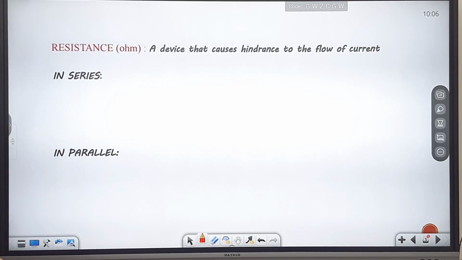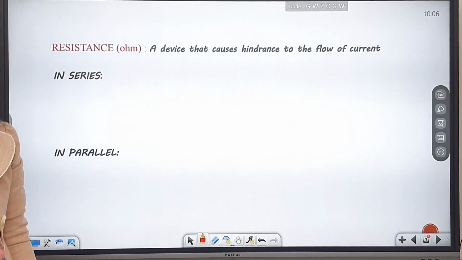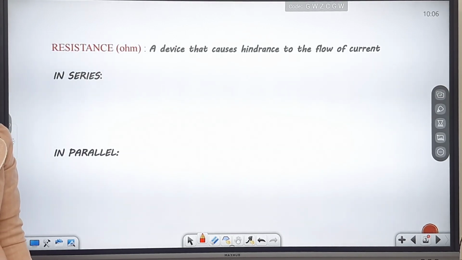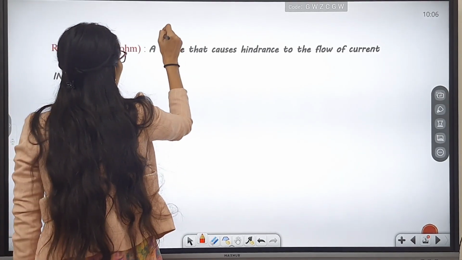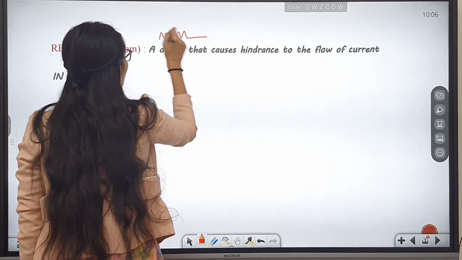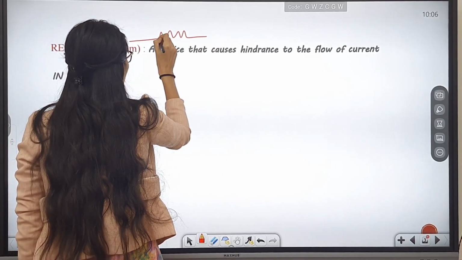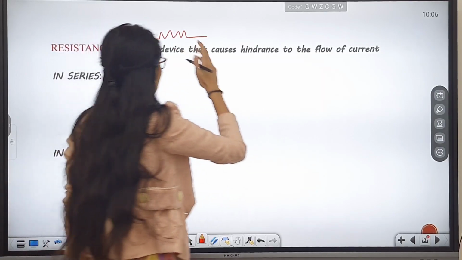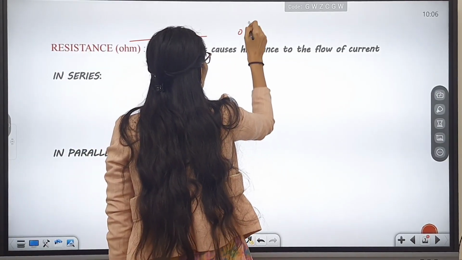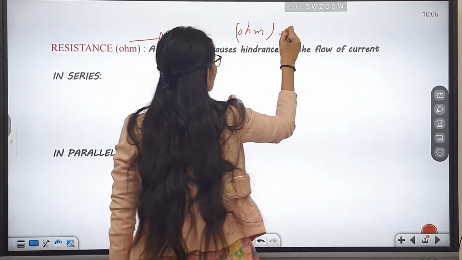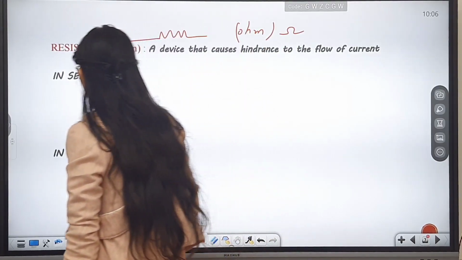So, resistance. It is nothing but a hindrance to the flow of current. Or you can say it is like a speed breaker that reduces the speed of vehicles, and it also looks like a speed breaker. Not exactly. So its unit is ohm. We represent it like this.